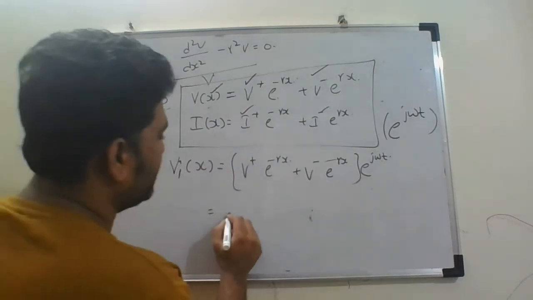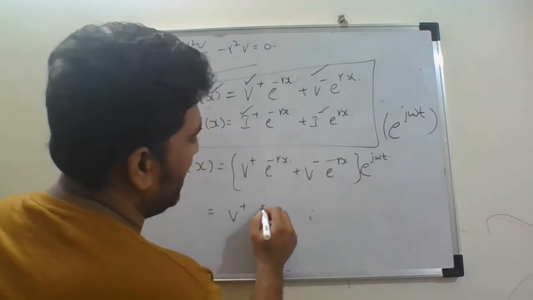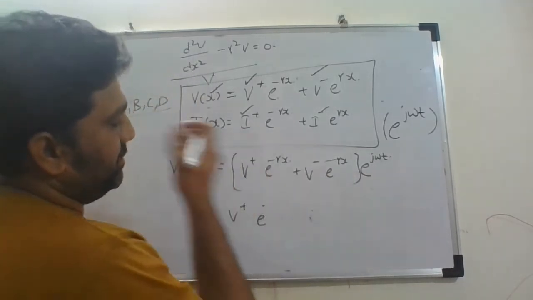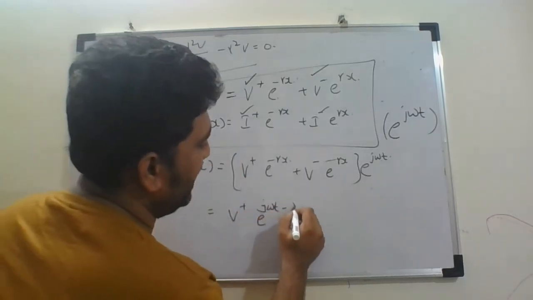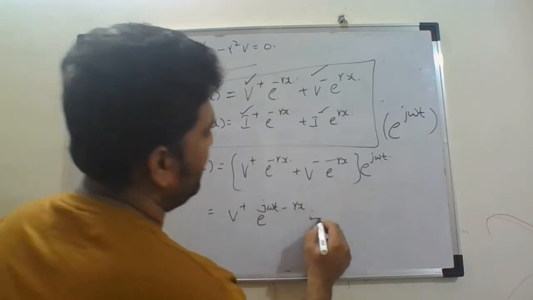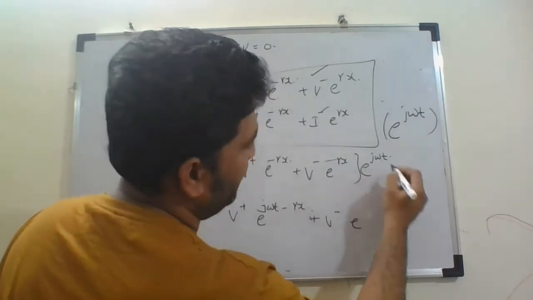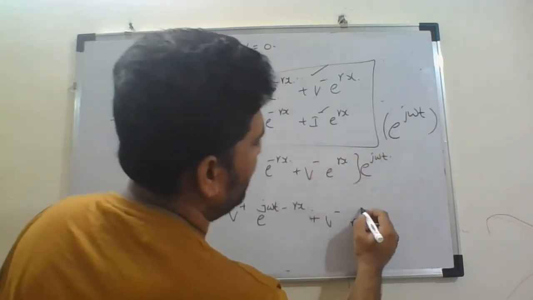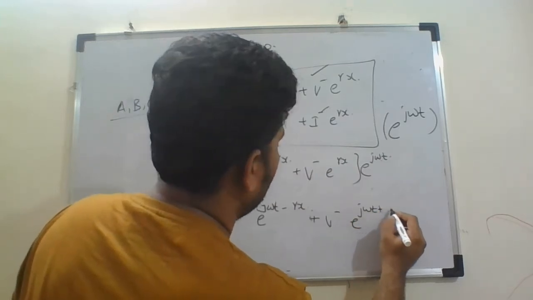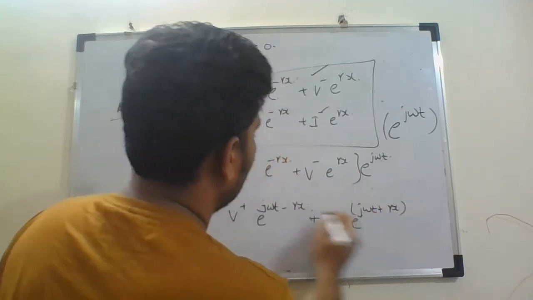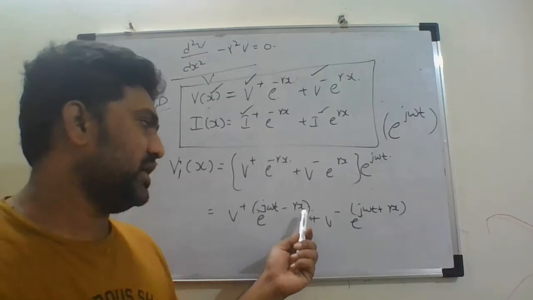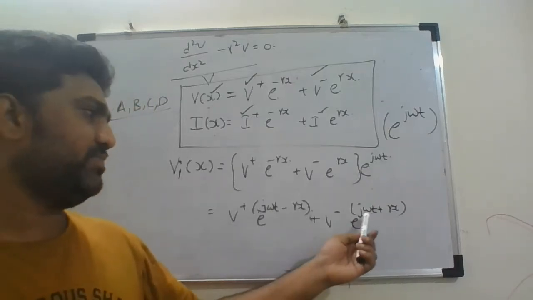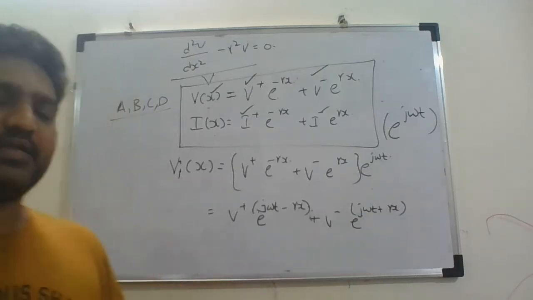When I multiply this voltage with this, I get V plus into e power j omega t minus gamma x, and V minus into e power j omega t plus gamma x. So these are the two things that we get. One will be e power j omega t minus gamma x, and another will be e power j omega t plus gamma x.